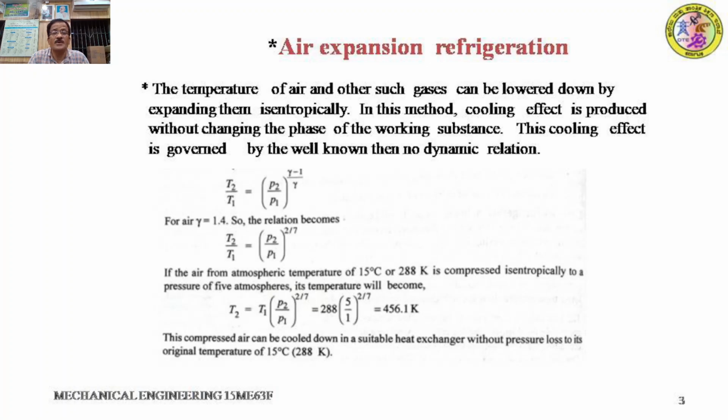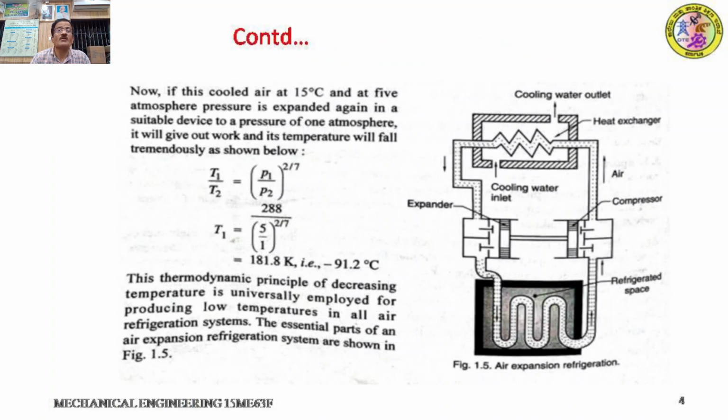This compressed air can be cooled down in a suitable heat exchanger without pressure loss to its original temperature of 15 degrees centigrade. Here, both the pressure and temperature of the air have been raised. Now you have to cool down the air without changing its pressure. The arrangement for such a system is shown in the figure. Here you will find the following components: a refrigerator space, compressor, heat exchanger, and expander.